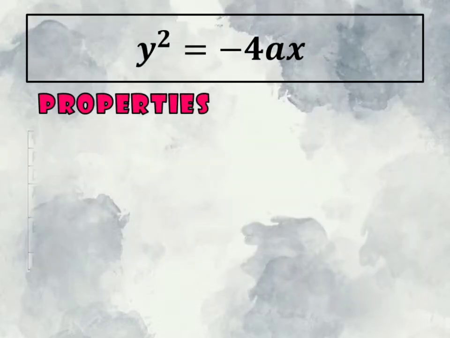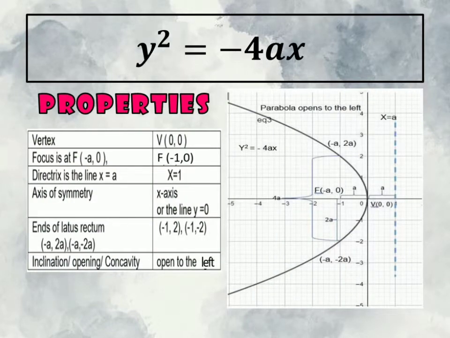The second equation is y squared equals negative 4ax. This table is the properties of this equation, and this one is its graph. First, let's locate the vertex. The vertex is at 0, 0. The focus is at (negative a, 0). Our value of a is 1, so let's substitute the value of 1 in (negative a, 0), so our focus is (negative 1, 0).